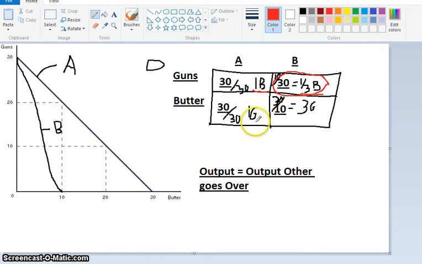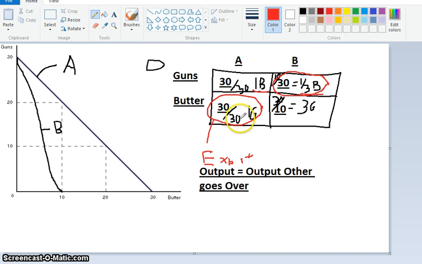Now, go down to the butter. Compare what the costs are for your butter. 1 gun, 3 guns. Well, 1 is smaller. So A should make the butters. This means that A is going to export butter, and B will export, sorry about that. I don't even know why I tried to write with this thing. B will export the guns. So another way to say it is B will specialize in guns, and A will specialize in butter.